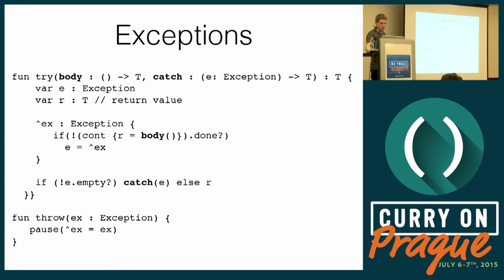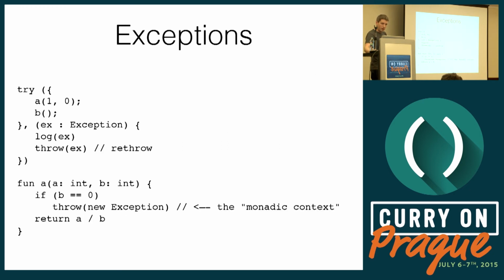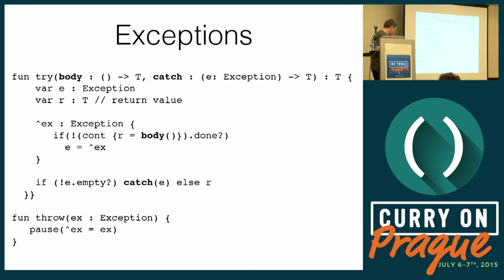And what does the catch block do? The catch block logs the exception and rethrows it. But now it rethrows it from outside this enclosing context, this enclosing scope. So the second time we pause, we throw in the catch block, it's going to get caught by an enclosing scope. And it works just like exceptions.